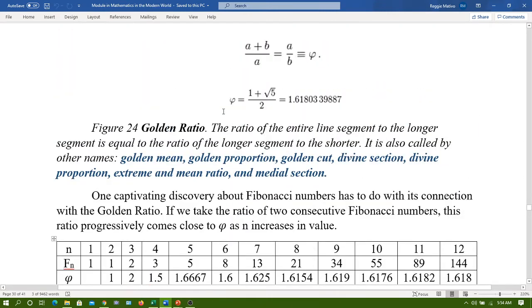Okay, so it is also called the golden ratio. I have already mentioned that a few times before.